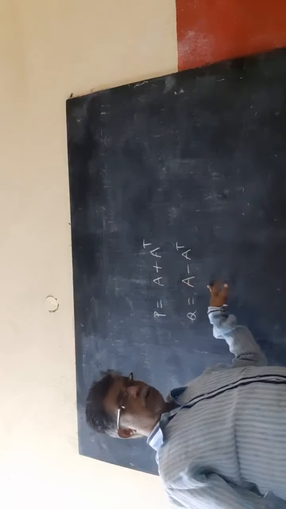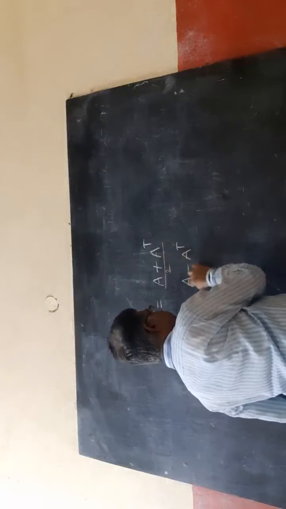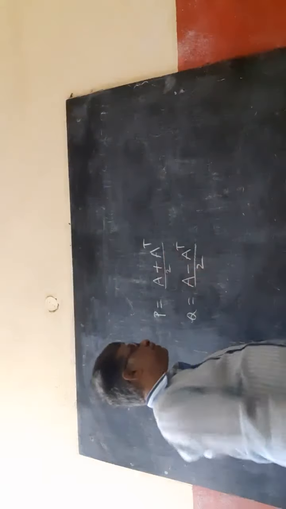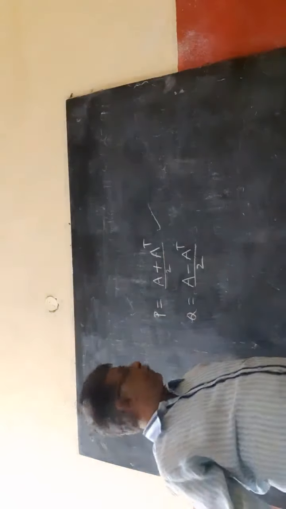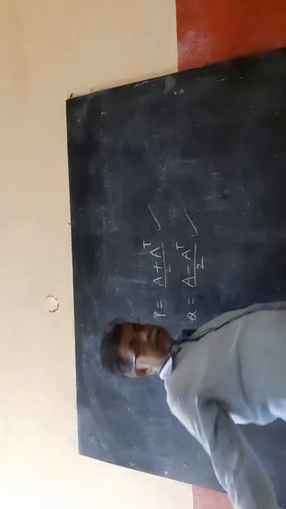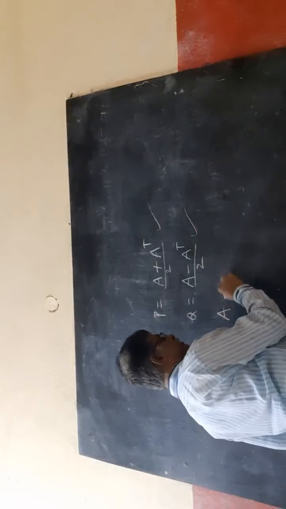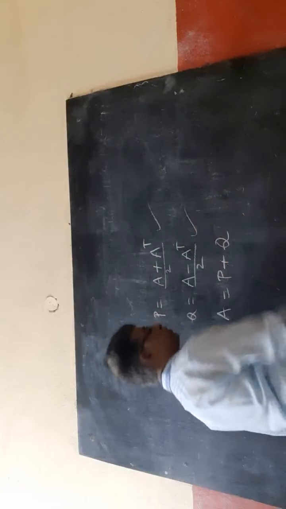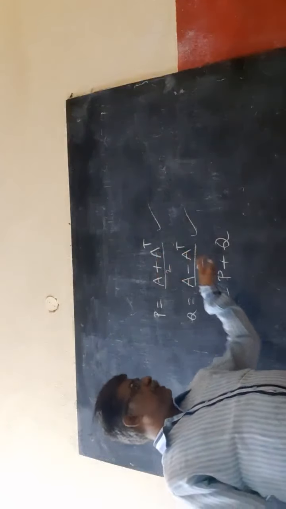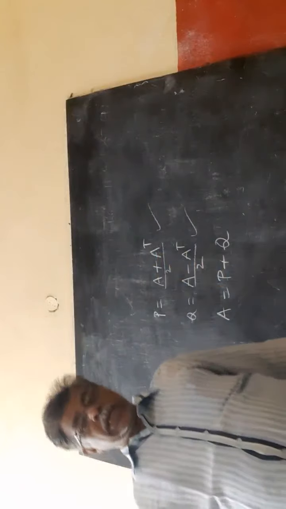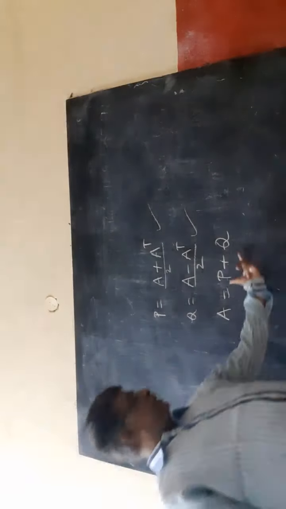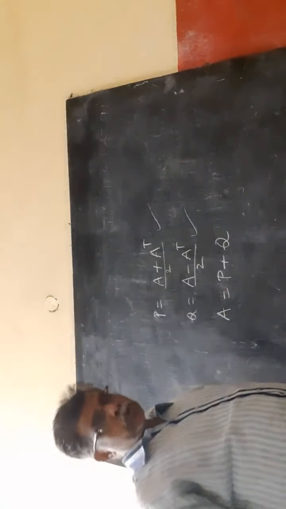If I do, I will get 2A. Means if I divide by 2, that is P is equal to A plus A transpose by 2, is symmetric matrix for every matrix A, and Q is equal to A minus A transpose by 2 is skew symmetric matrix. So every matrix can be written as sum of symmetric plus skew symmetric. Symmetric matrix is A plus A transpose by 2. Skew symmetric is A minus A transpose by 2. So like this we can write every square matrix as sum of two matrices. One is symmetric, other is skew symmetric.